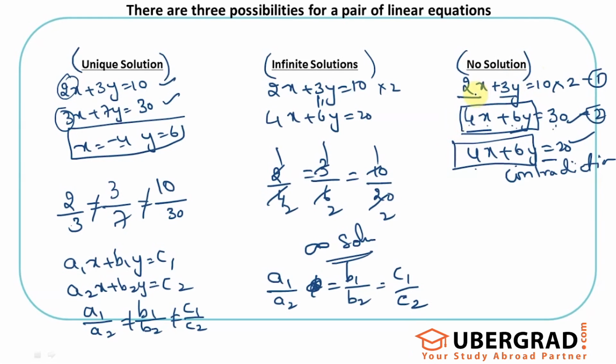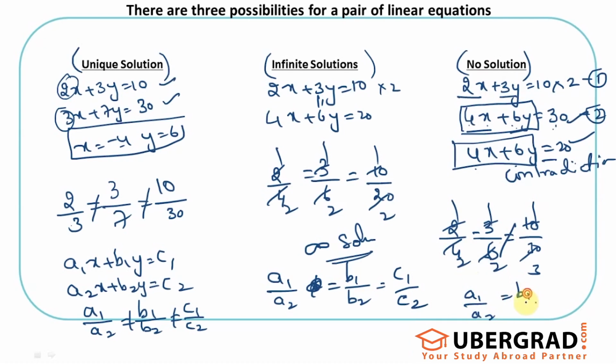So when would that be? You see this, 2 by 4, 3 by 6 and 10 by 30. This is 1 by 2, this is 1 by 2 and this is 1 by 3. So this ratio is equal. The coefficients of the variables, 2 by 4 and 3 by 6, are equal, but for the constant terms on the right side, that ratio is not equal. That is when I'll have no solution. That is, a1 by a2 is equal to b1 by b2, but not equal to c1 by c2. That is when I'll have no solution.